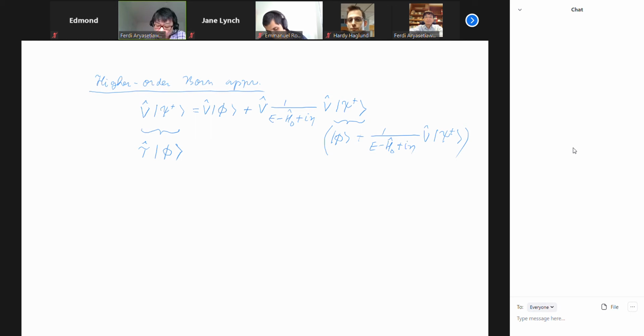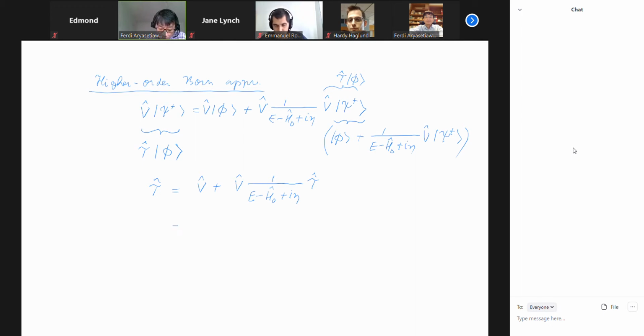So you can see that we have T here also acting on phi. So now everything is acting on phi. So the left hand side and the right hand side are all acting on phi. So then you get an operator equation for the T, which is given by this. So this is just equivalent to the Lippmann-Schwinger equation. And then one can iterate.